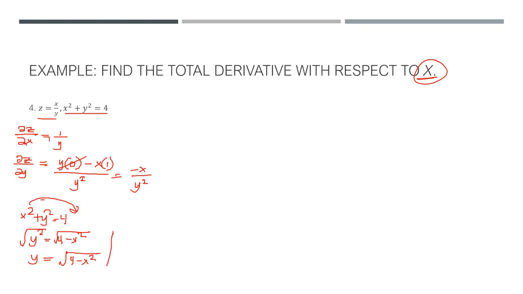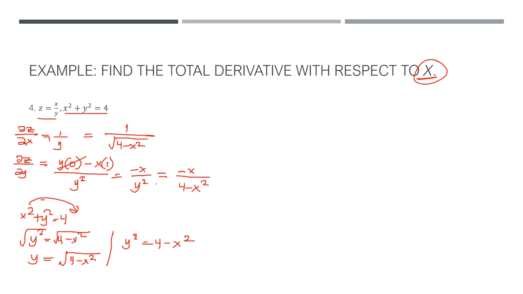Okay, and for the partial derivative of z with respect to y, we are looking for y squared. So meaning to say y squared is just equivalent to 4 minus x squared. Okay, so these are the values that we are going to substitute into our partial derivatives. So that being said, 1 over y will become 1 over square root of 4 minus x squared. And for negative x over y squared, that is equivalent to negative x over 4 minus x squared.